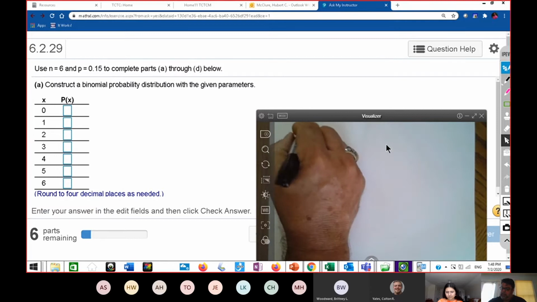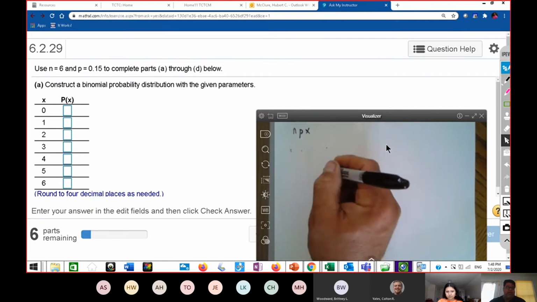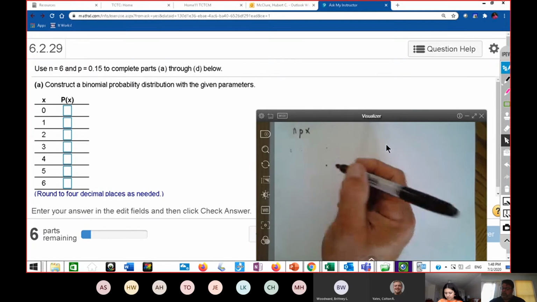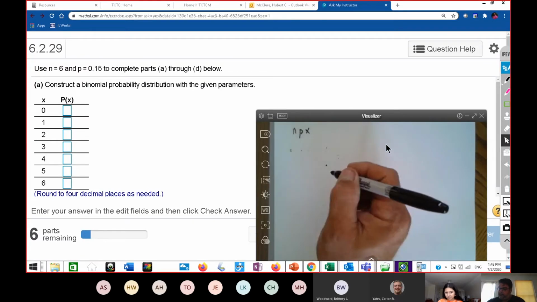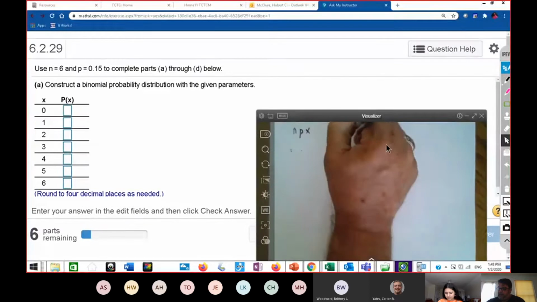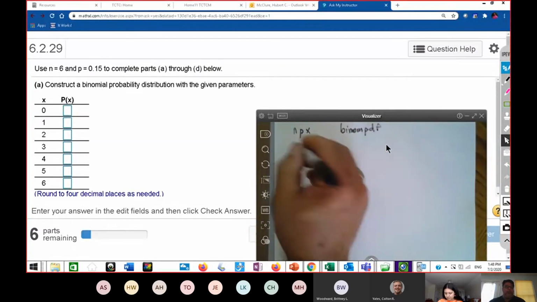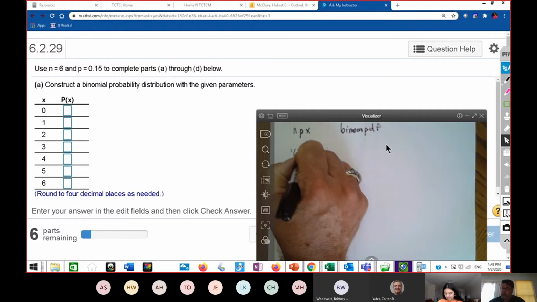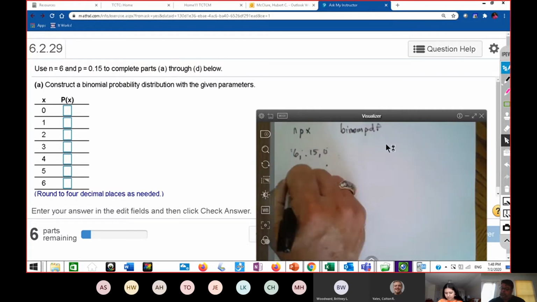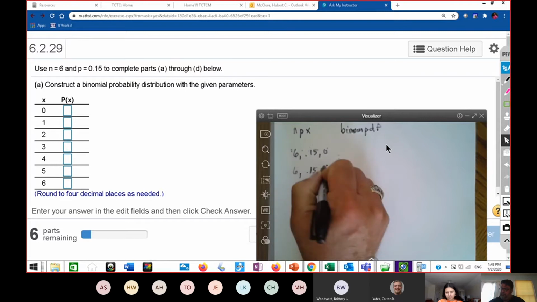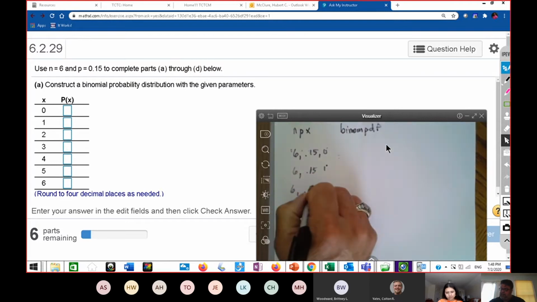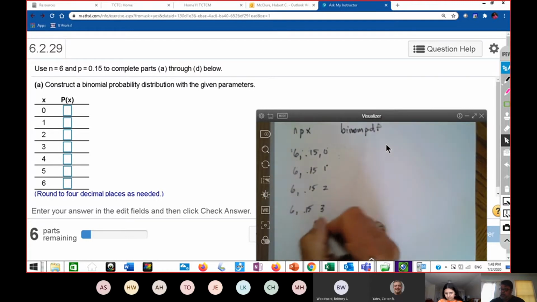N, P, X. And since this is precise, because you're going to type in each one, that's going to be binomial PDF. And you're going to type in 6, .15, 0, then 6, .15, 1, 6, .15, 2, 6, .15, 3, and so on, all the way down to 6, .15, 6.